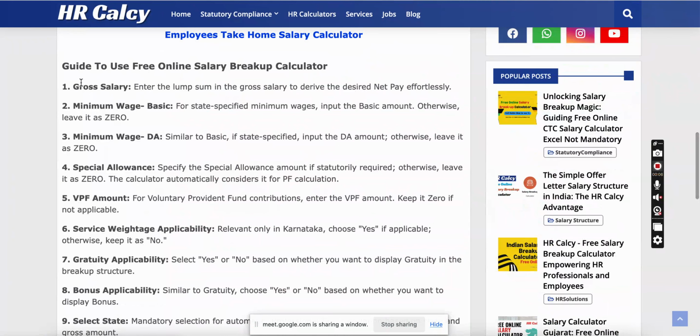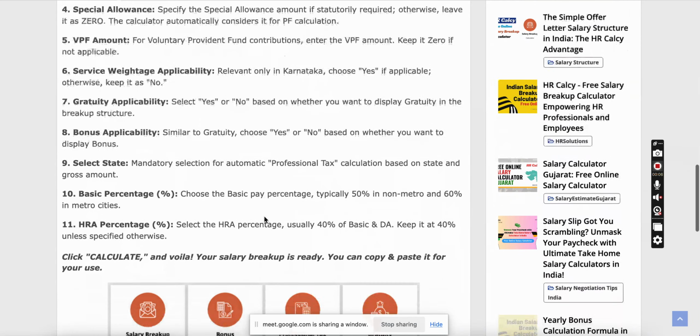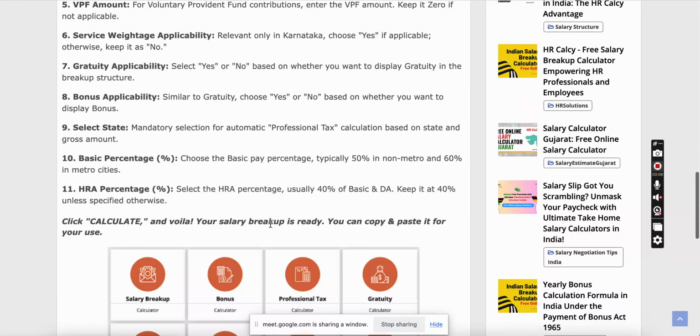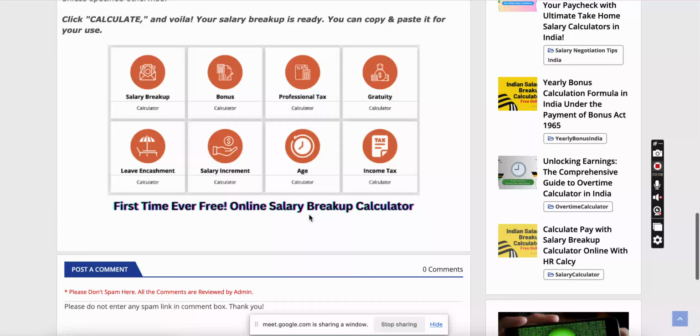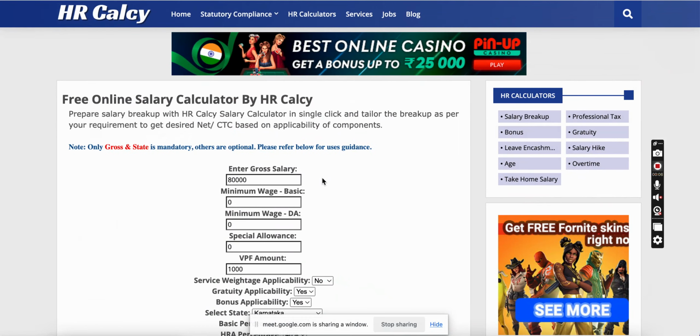See, here is a rule. How to use this calculator? There is a rule given already here. You can refer to this, what I explained to you. It's more helpful. All the details are available here.